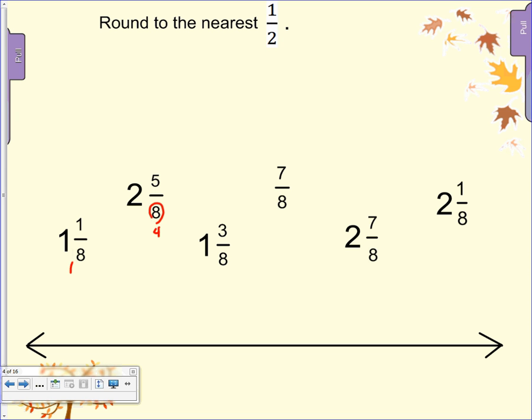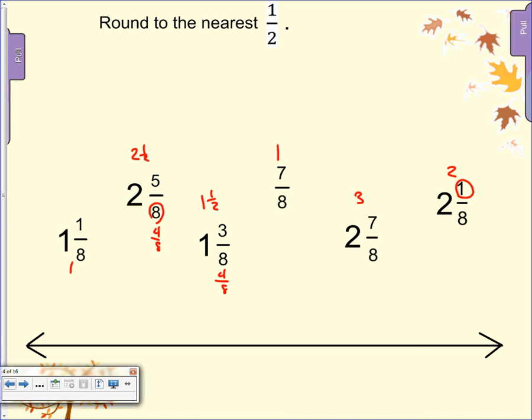For 5/2, we're looking at 8, so is it bigger than 4? Yes, but it's still really close to 4/8, so I would say this is closest to 2.5. Over here, 3/8. Remember, we're looking at 4/8 with our whole numbers, so that would be 1.5. 7/8 is really close to 1 because those numbers are right on top of each other. 2 and 7/8 would be closest to 3. Same reason. 2 and 1/8 would be closest to 2 because look at that numerator right there.